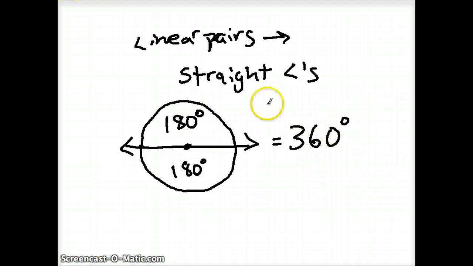So this, again, is just looking ahead. Circles are 360 degrees because they are created by a straight line, a straight angle, twice.